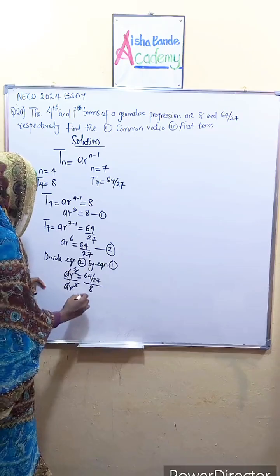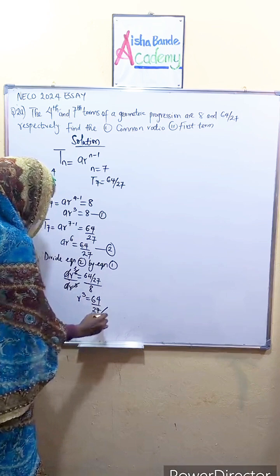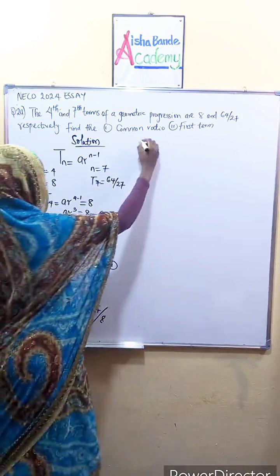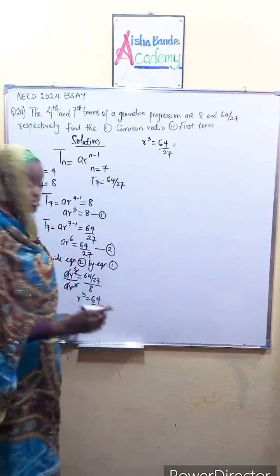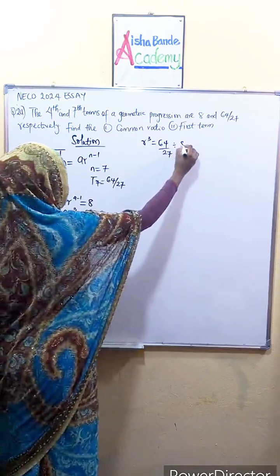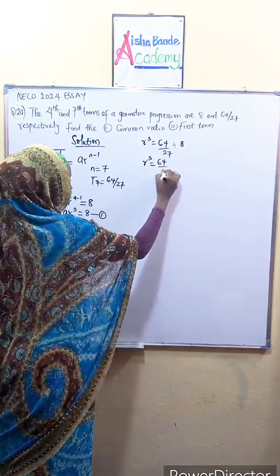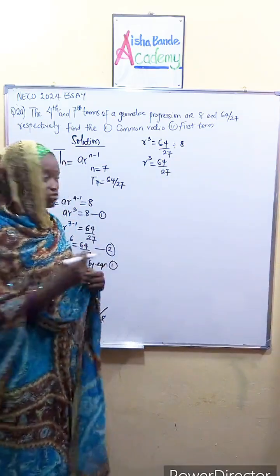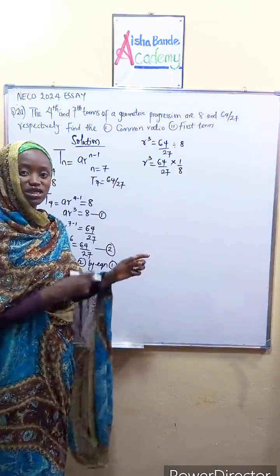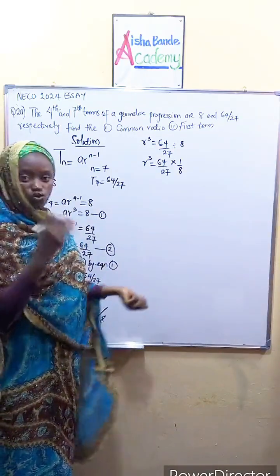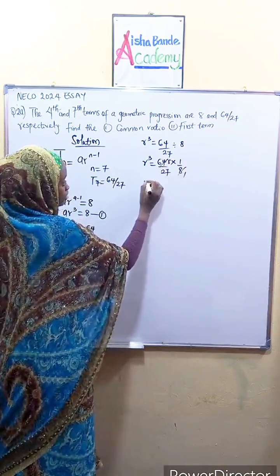So we can simplify this here. We are going to have r raised to the power 3 equals 64 over 27. This line here is the line of division. This becomes divided by 8. In mathematics, we can also take this as r raised to the power 3 equals 64 over 27, and this division, when we take the reciprocal, becomes times 1 over 8. So all we need to do at this point is take these values to the lowest term. So we have 8 times 1, which is 8, at the numerator. At the denominator, we have 27 times 1, which is 27.